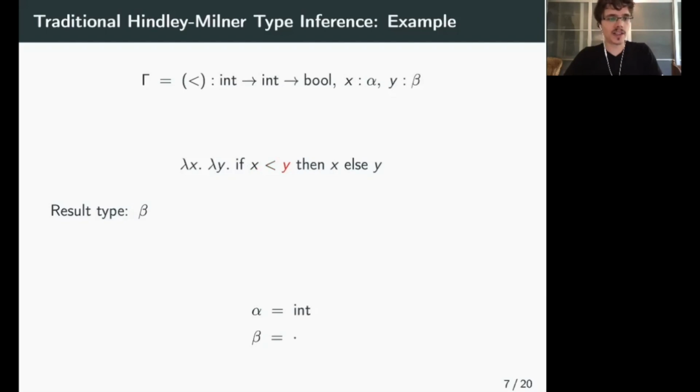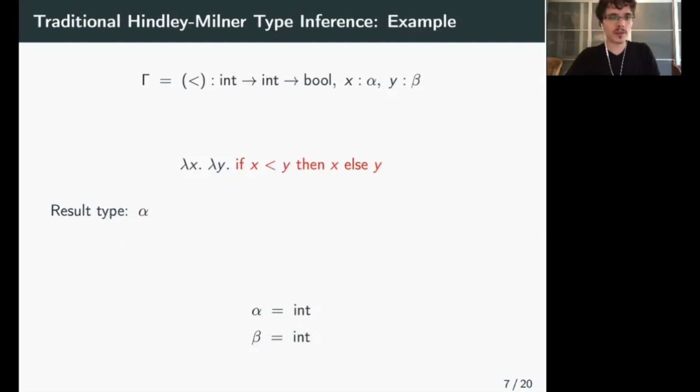Variable y has type beta and it's used on the right-hand side of the comparison operation, so we unify beta with int. Then we consider the branches of the if statement. The first branch has type alpha. The second branch has type beta. And since the if then else must return a single type, we unify alpha and beta, which is the same as unifying int with int and is trivial.